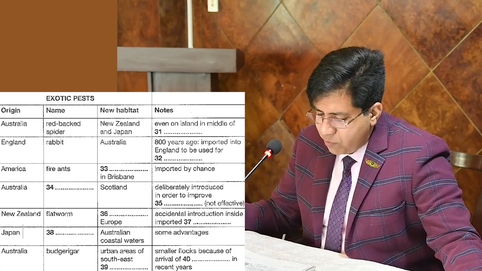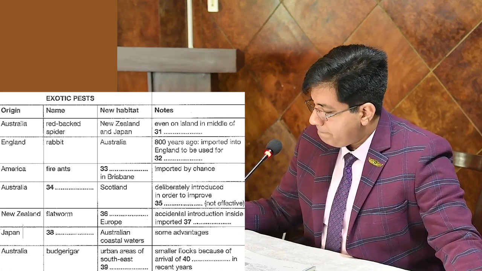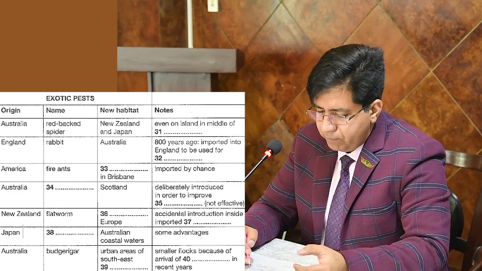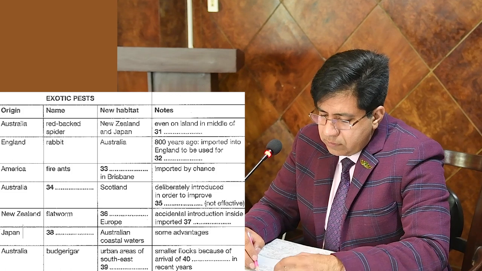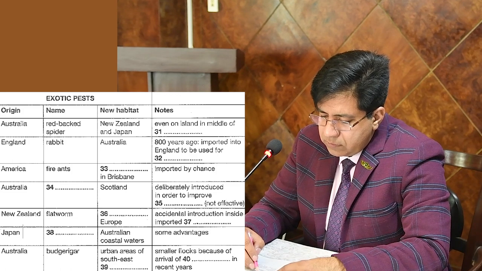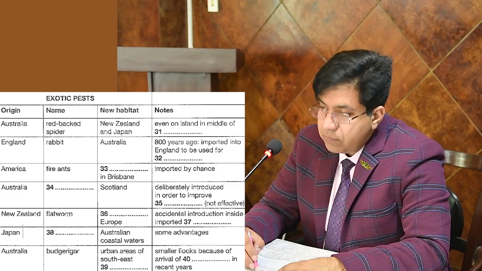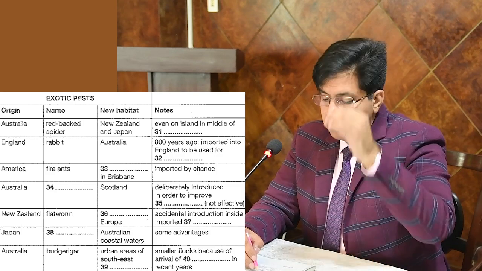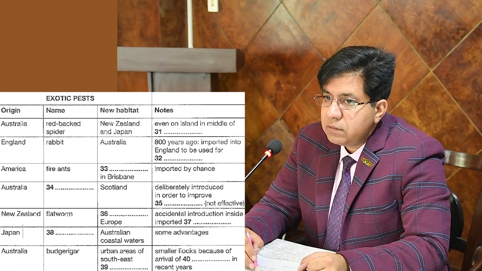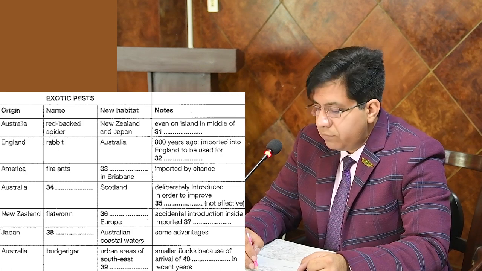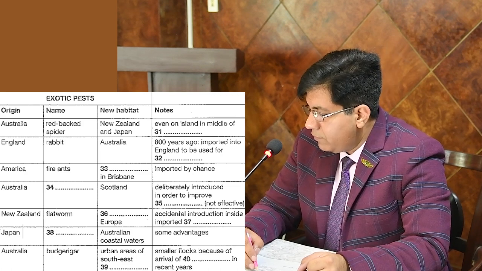Okay, now let's see. Question number 33, please. A much less cuddly example of a pest introduced to Australia, this time from America, is fire ants. These are increasing and spreading very fast. Their huge nests can now be found in gardens in the city of Brisbane, and they are costing the Australian government a great deal of money in control measures.